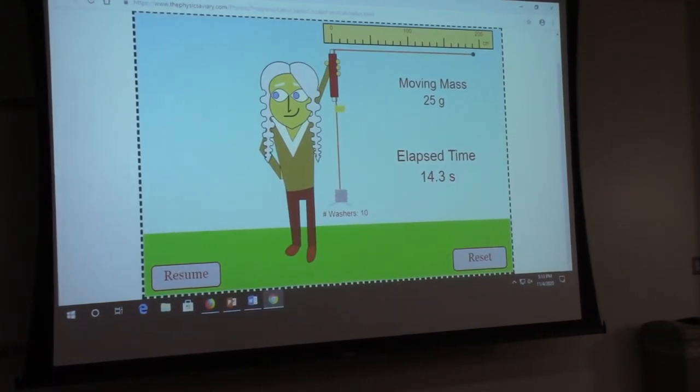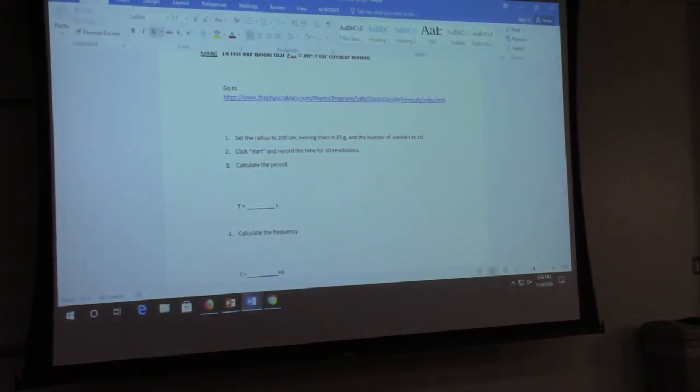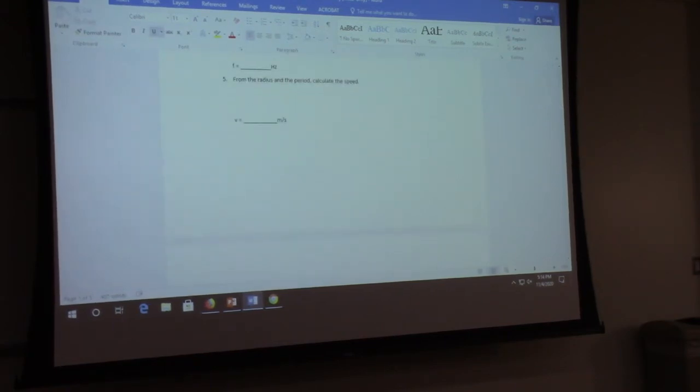Okay, so going back to the sheet here. 200 centimeters, 25 grams, 10 washers. So good, 1.43 seconds. Now, looking back, remember what the frequency is. It's 1 over the period. How many cycles per second? How many revolutions per second? So that's how you can get the frequency.